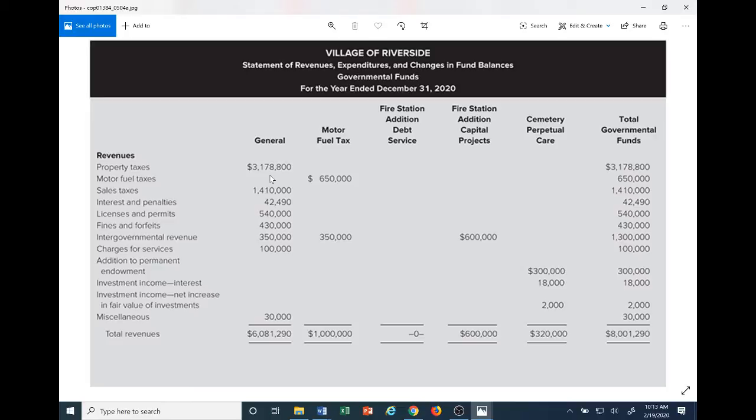Same thing with when we did the entries in the motor fuel tax. The ending revenue for that period was this. We plug it there, right?